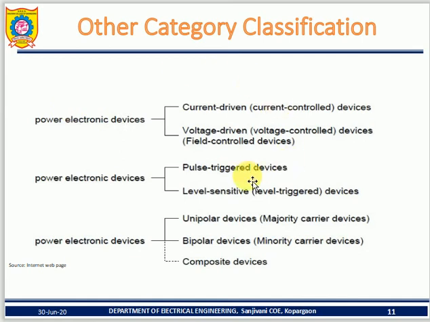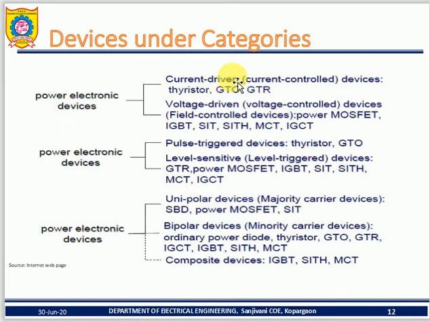This is what we discussed. Once again, the other categories: current controlled devices and voltage controlled devices, pulse triggering devices and level triggering devices, unipolar, majority carrier, minority carrier, and composite devices. A few examples: current controlled devices are thyristor and GTO. Voltage controlled devices are MOSFET and IGBT, and a few more devices.